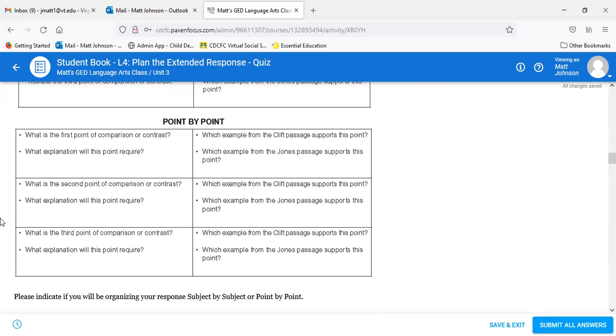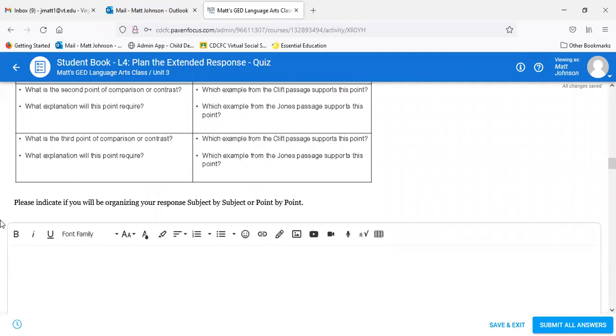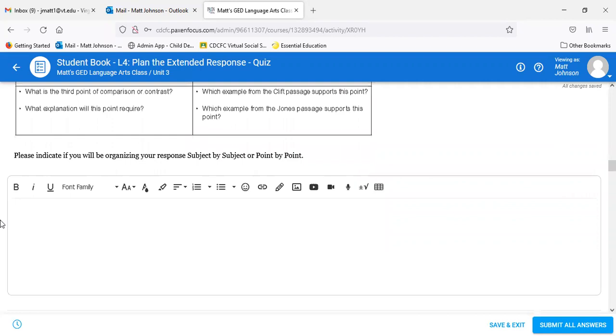So what they mean by explanation there, we'll get into that a little bit when we talk about each point we're going to use. I've already selected the points with some of the guidelines they use, just for ease of use, and stuff that we're familiar with from these two passages already, some of which we've already worked with. So that'll help move us along and give us a good idea here. It's asking us, please indicate if you will be organizing your response subject by subject or point by point. That's all it's asking here. We're going to go ahead and do point by point.